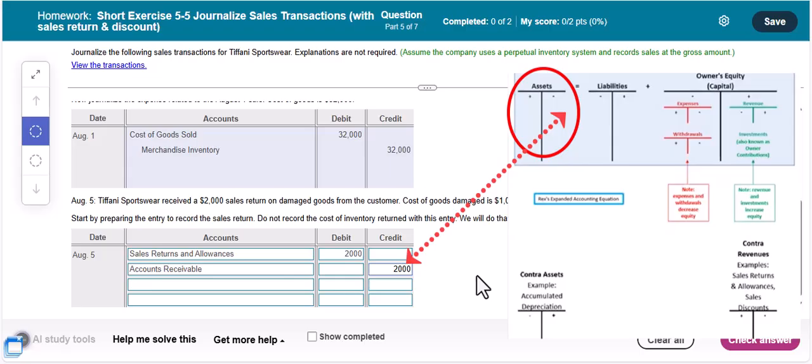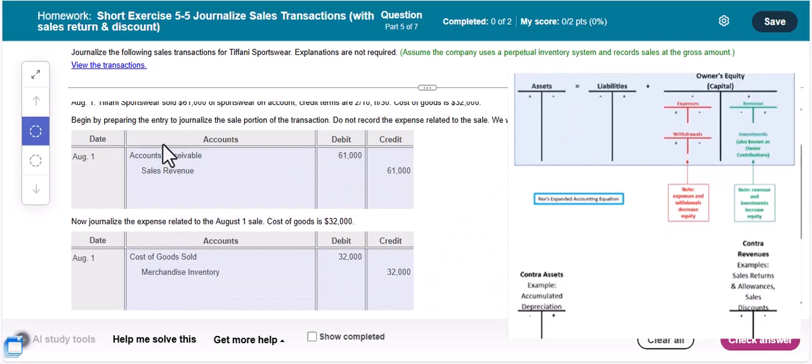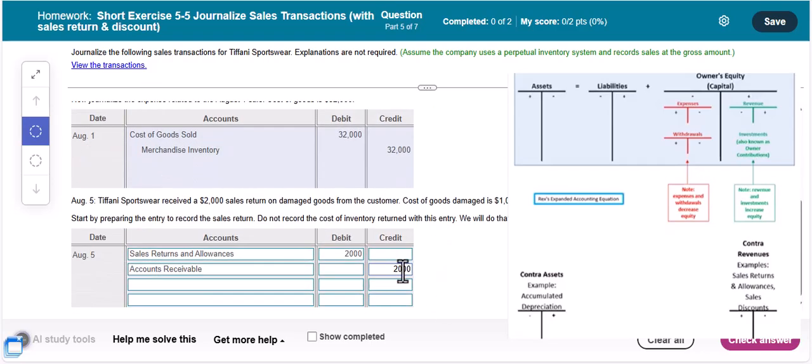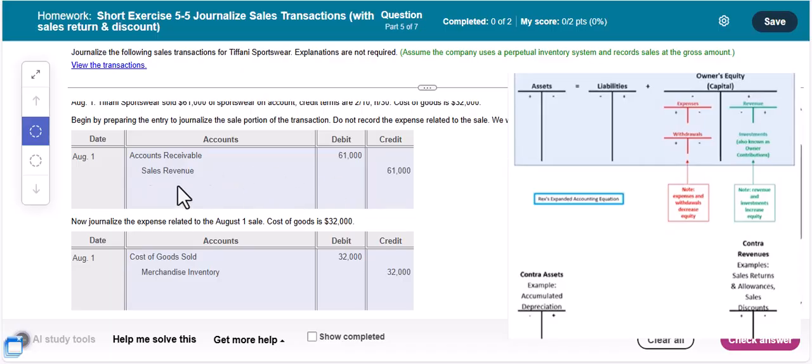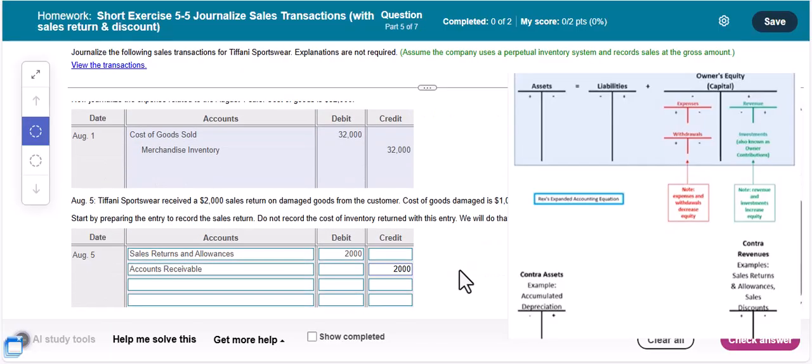So you'll notice if we scroll back up in the sale, we are increasing the accounts receivable here since they are promising to pay us later. And then we are decreasing the accounts receivable here by the amount of the sales return. So now we are decreasing AR, so that customer owes us $2,000 less. We're essentially reversing the first transaction here with the exception of sales revenue, since we have to track those sales returns and allowances with a debit here. So let's go ahead and check our answer.